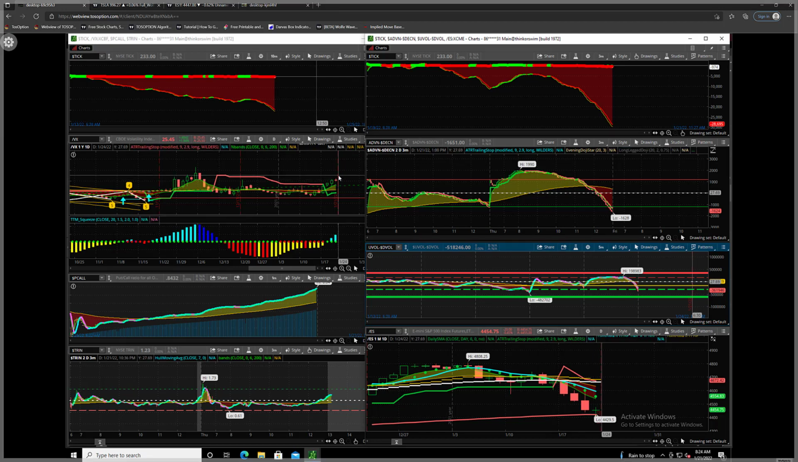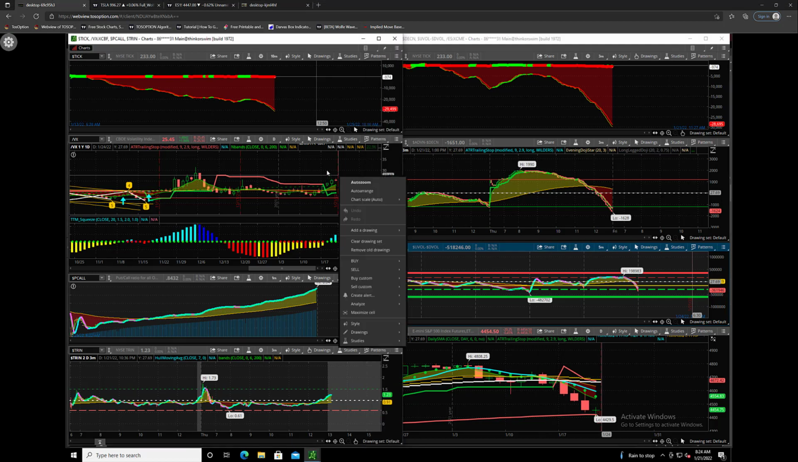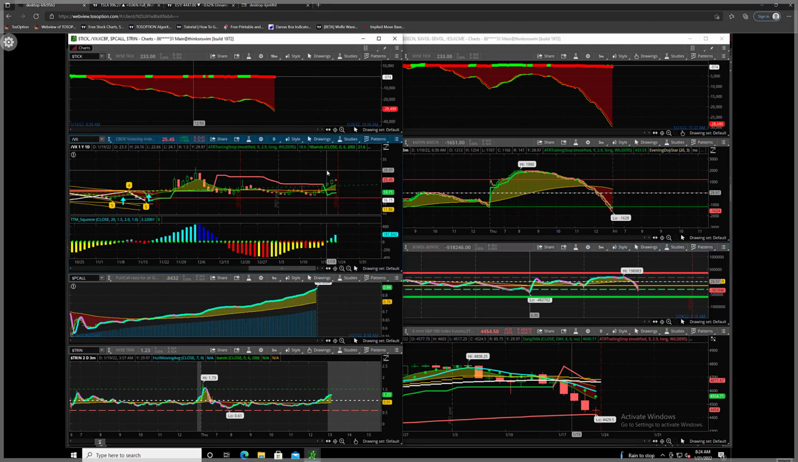So a lot of interest rate talks next week is going to really move the market, and that could just be the trigger that sells the market off even more.